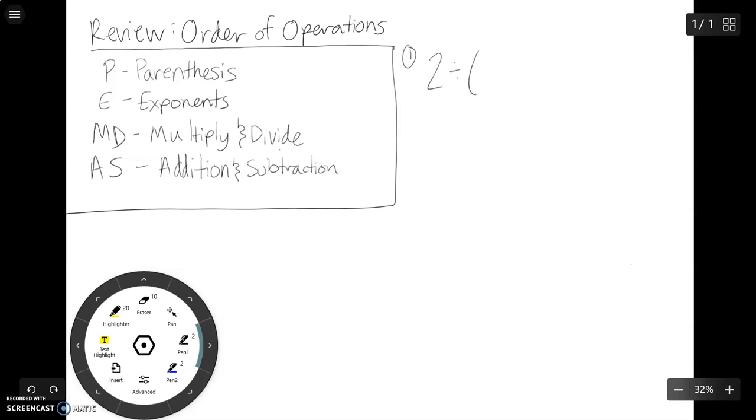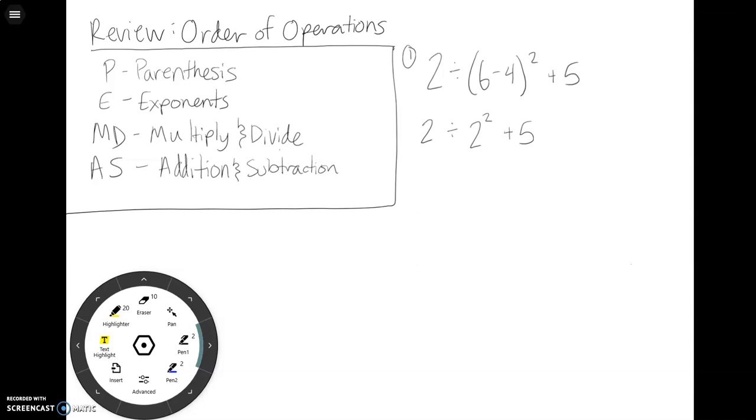2 divided by (6 minus 4) squared plus 5. Okay, so first thing I want to do with order of operations is do all the parentheses. So I'm going to simplify that 6 minus 4. So 6 minus 4 is 2. So now I've got 2 divided by 2 squared plus 5.